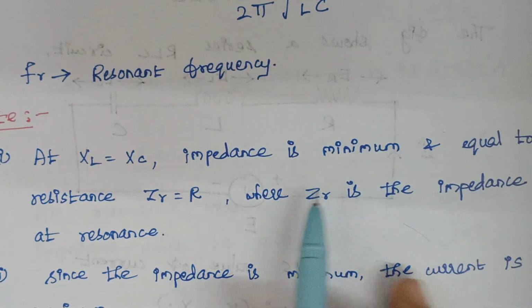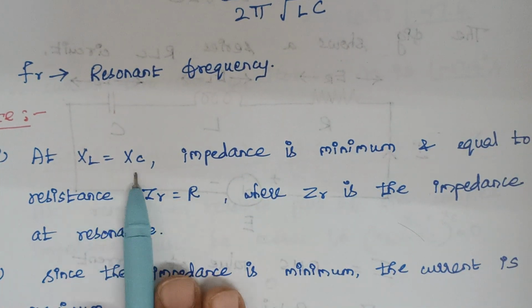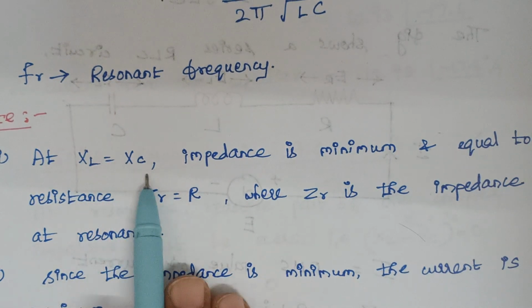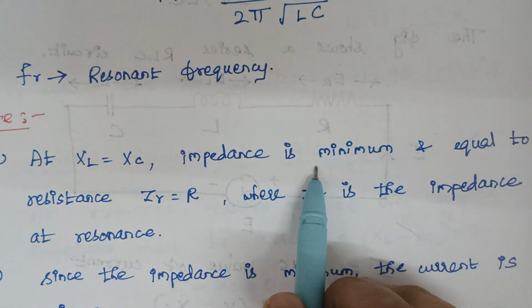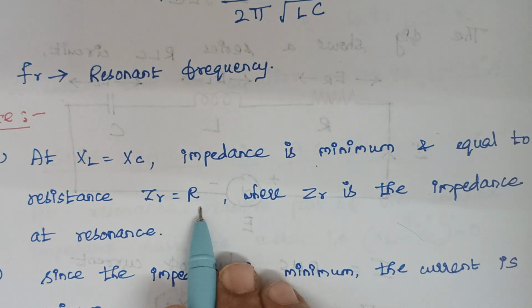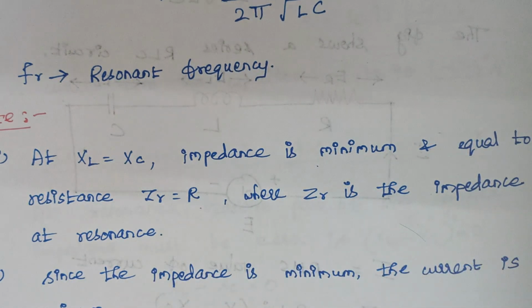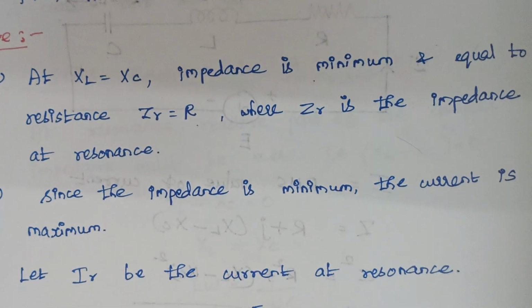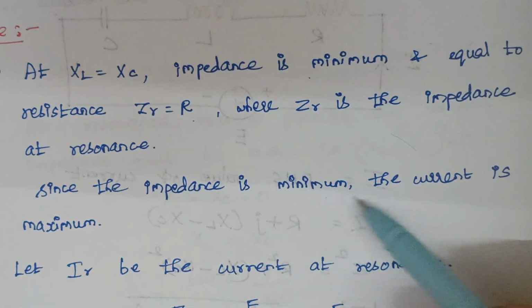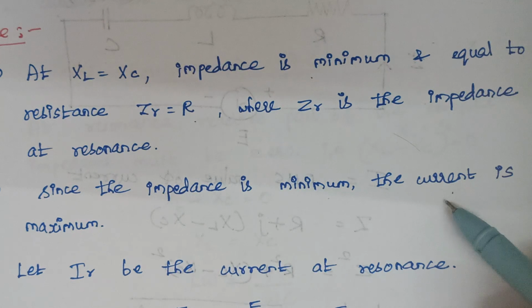The first thing is, you see at XL equal to XC, when both the things are equal, the impedance value becomes minimum because it is equal to R here. Right. So this is your first thing. And the next thing is, as the impedance is minimum, what happens to the current? The current is maximum.